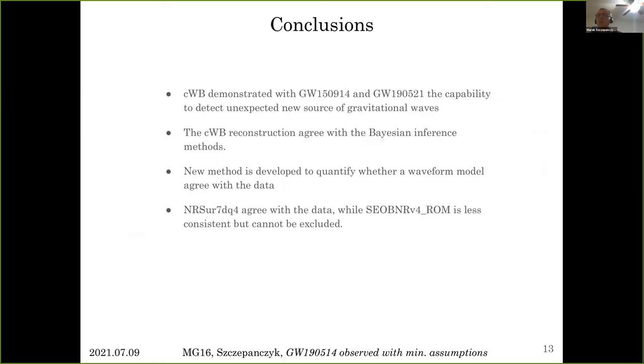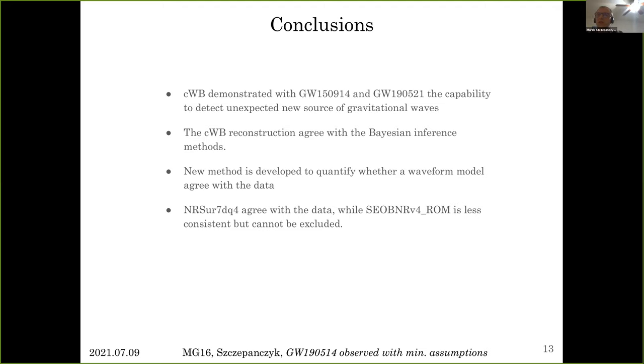So as a summary, coherent WaveBurst demonstrated that it can detect unexpected gravitational wave sources, and this intermediate mass black hole was unexpected. Our reconstruction agrees with the Bayesian inference.